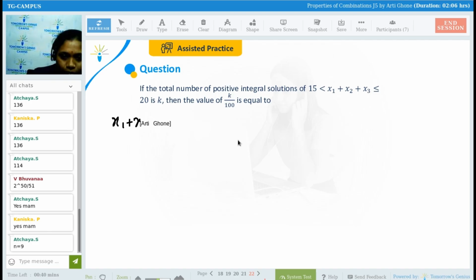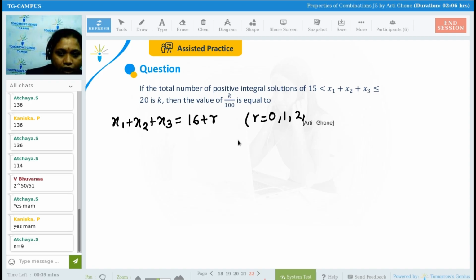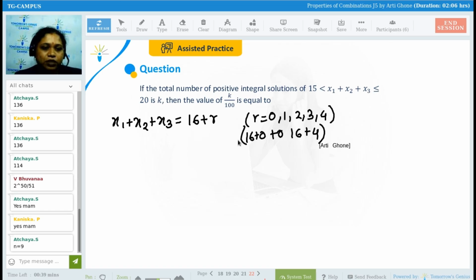So basically, we want the addition x1 plus x2 plus x3 to be equal to how much? 15 to 20 means a number greater than 15. So I'm taking just above integer 16 plus r, and r can take the values 0, 1, 2, 3, 4, not 5, because 16 plus 4 is the maximum reaching 20. Clear or not? This is my first observation. Is the solution set of r clear? r lies from 0 to 4.